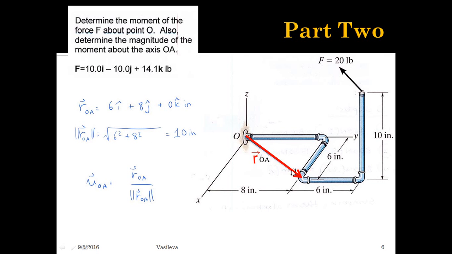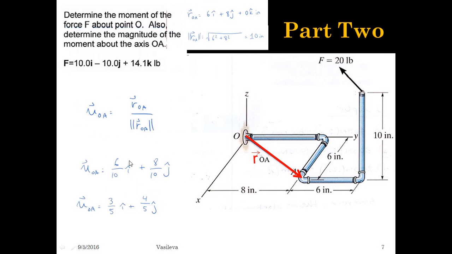We just find the position vector from O to point A, and that's 6 in the positive x, 8 in the positive y, and 0 in the positive z direction. So that gives us 6i plus 8j inches. Then we take the magnitude via the distance formula: 6 squared plus 8 squared gives us 10 inches. The unit vector is just the position vector over the magnitude of the position vector. So our unit vector ends up being 6/10 i plus 8/10 j, and then you simplify it and you get this. So this is your final unit vector.